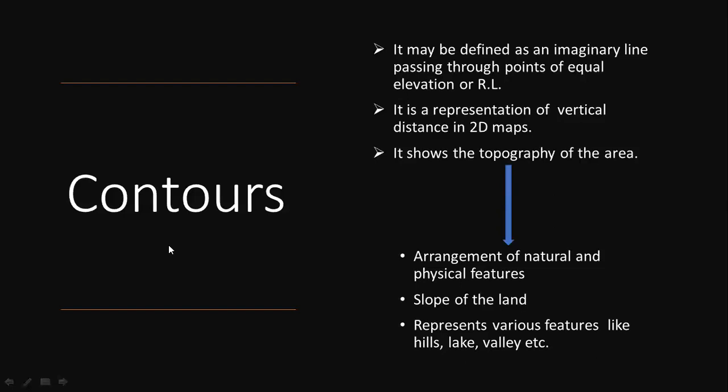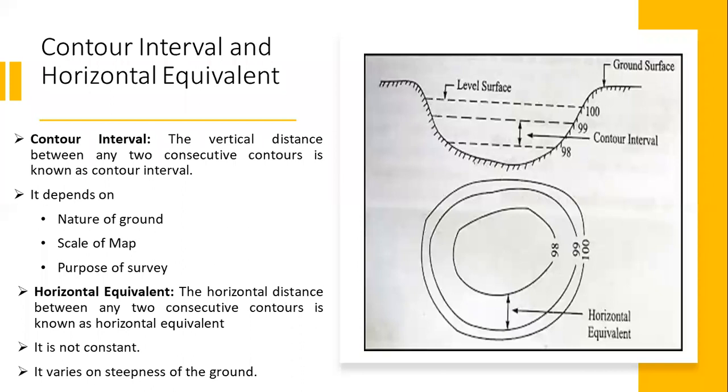For example, a contour of 90 meter indicates that all the points on this line have an RL of 90 meter. Similarly, in a contour of 89 meter, all the points have an RL of 89 meter, and so on. This is a basic method of representing features such as hills, depressions and valleys. It shows the topography of the area, the arrangement of natural and physical features, and the slope of the land, representing various features like hills, lakes, valleys, etc.